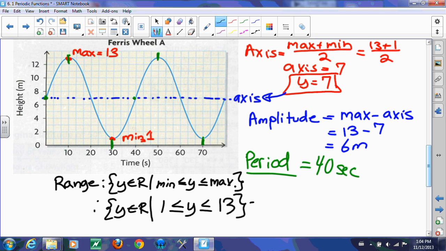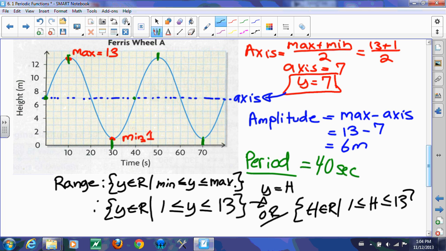You may also notice that in this example, folks, y equals the height. You could also see it written in your textbook as height belongs to a set of real numbers such that 1 is less than or equal to the height, less than or equal to 13. But I'll accept either, ladies and gentlemen, y or height. Make sure that looks like an h.